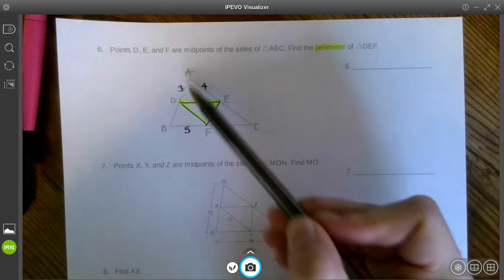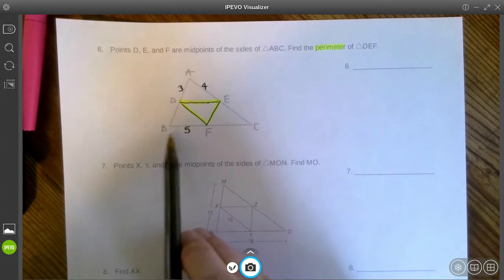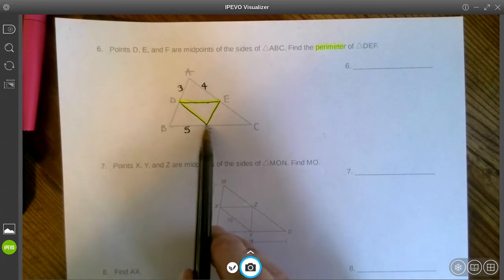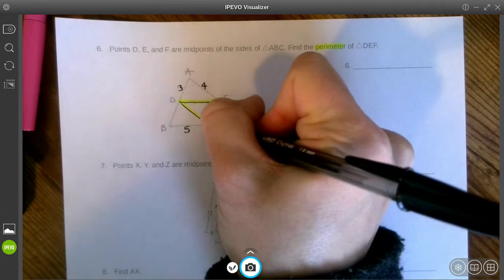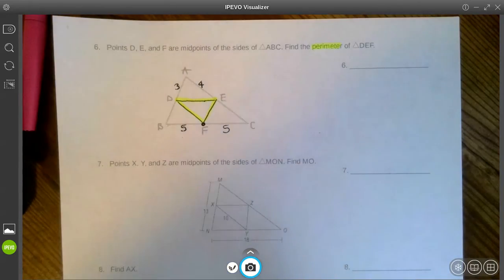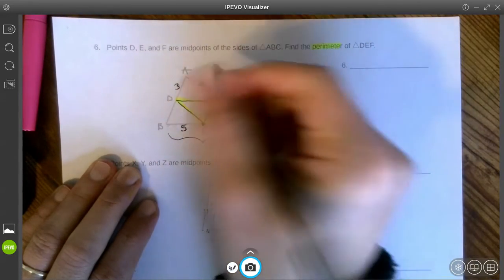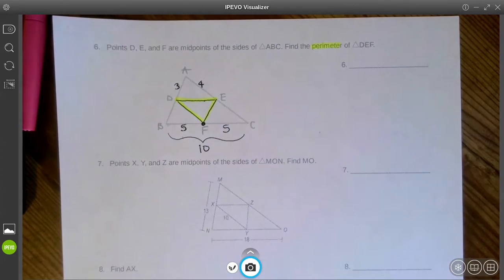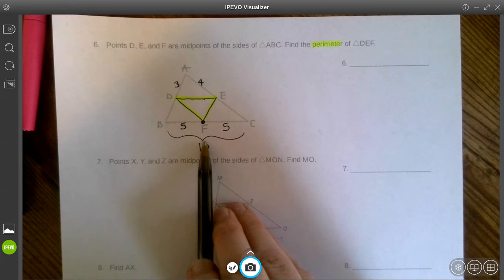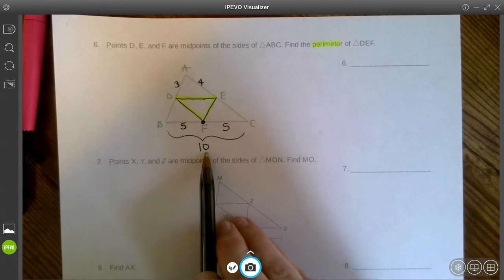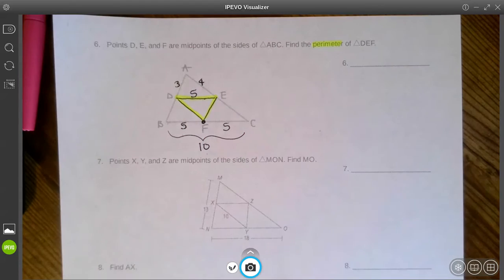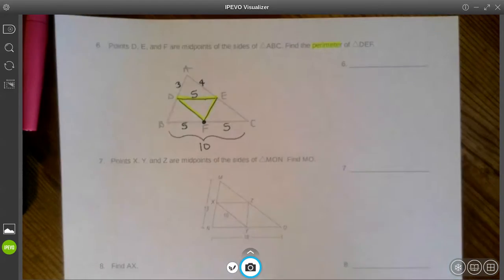So I have some information here. I have that length BF is 5. Well, if BF is 5 and F is in the middle, I know this length, FC, must also be 5. And so what that means is this whole length, BC, has a total length of 10. Well, that helps me because I know DE, since it's a mid-segment, is half this length. Half of 10 is 5. So DE has a length of 5. Let's go ahead and do the other sides.